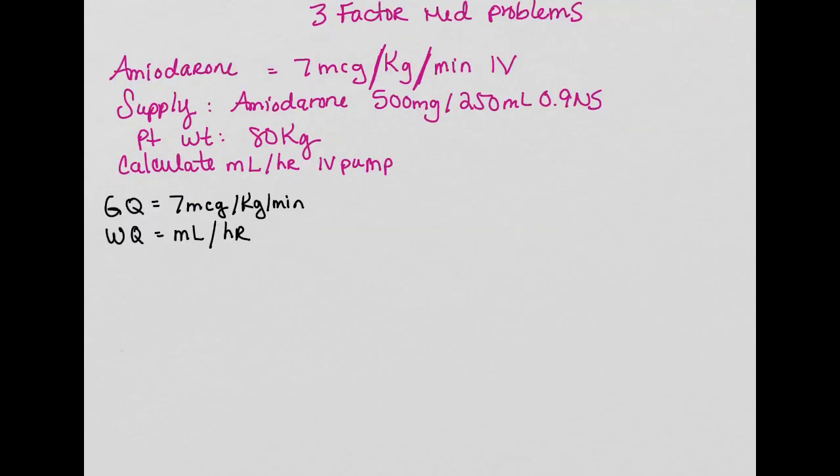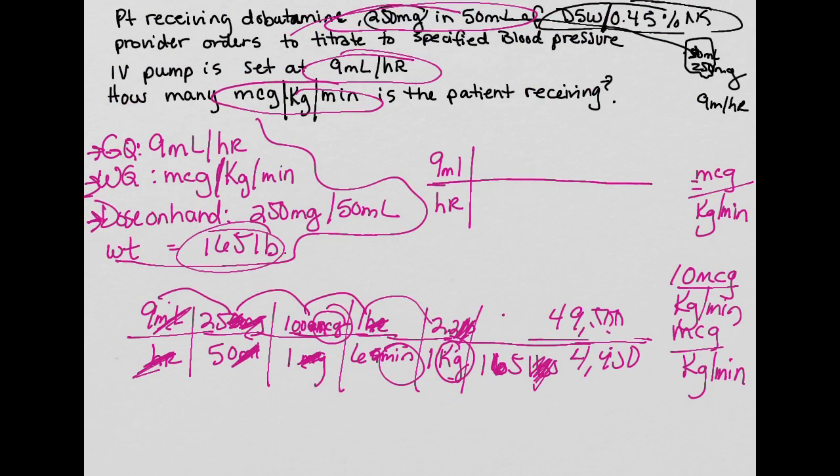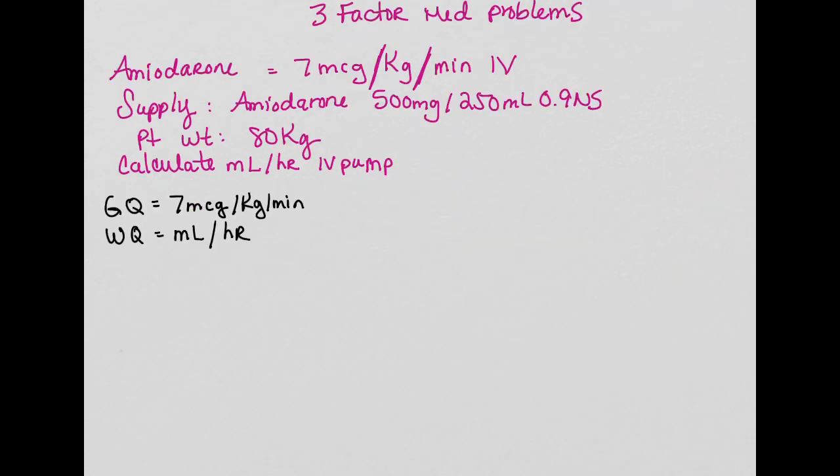Okay. Again, I would recommend going through these. These take a lot longer to do, and you have to make sure you get your conversions right. Sometimes it takes a couple times or a couple calculator rechecks to make sure. Let's do this next one. 7 micrograms of amiodarone per kilogram per minute IV. The supply is 500 milligrams per 250 mLs of 0.9 normal saline. The patient weighs 80 kilograms, so now we need to calculate the mLs per hour on the IV pump.